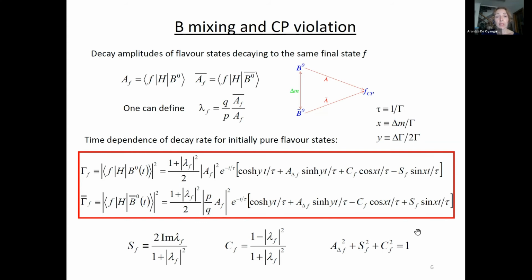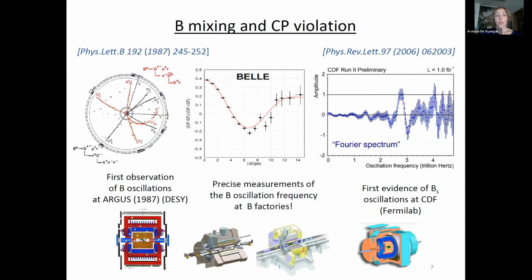These are the equations for the time dependence of the decay rate for initially pure flavor states. I suppose you have also heard about it, so I'm not going to go into detail. These are the typical variables that we are measuring, and this is the kind of equation with all the different terms that you have here.